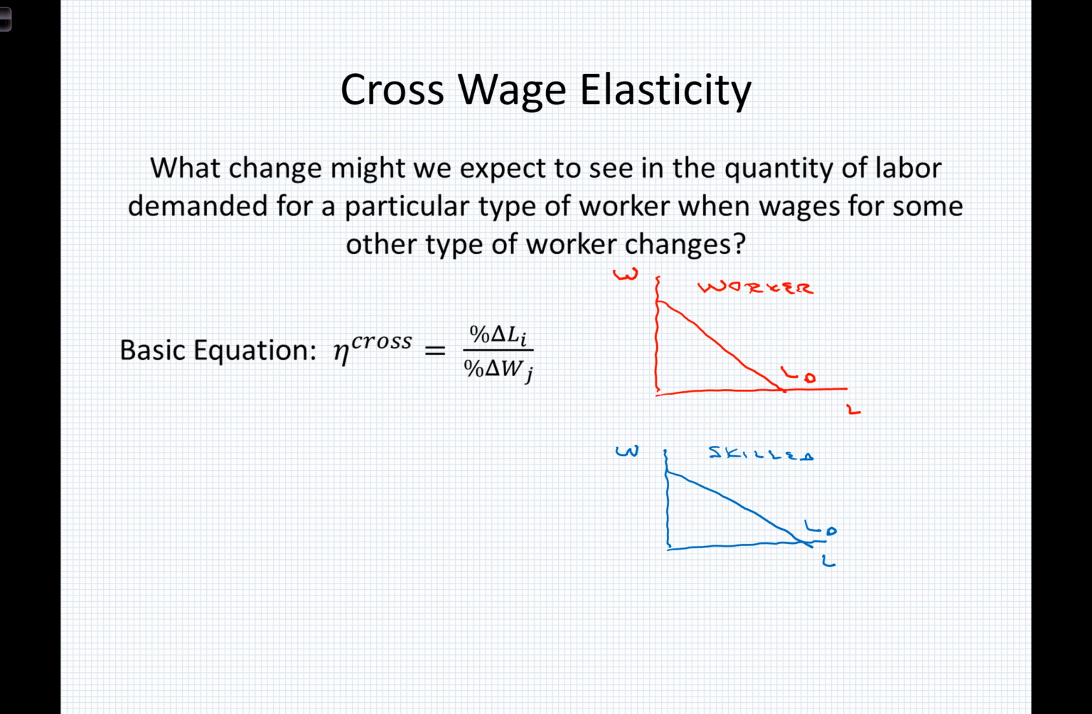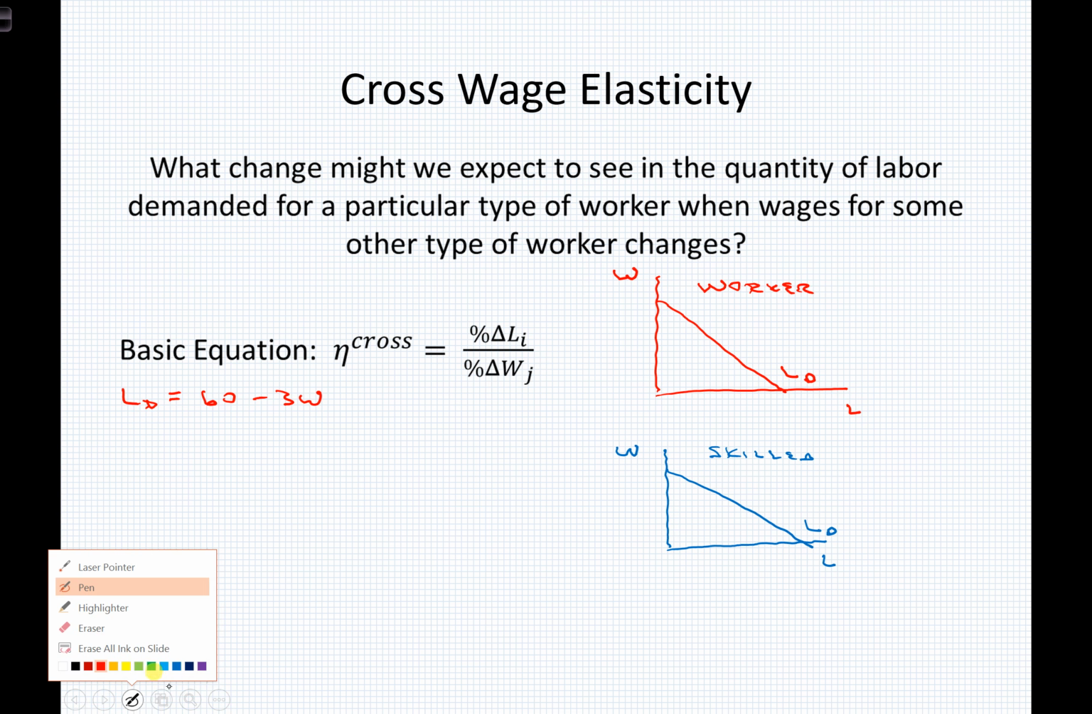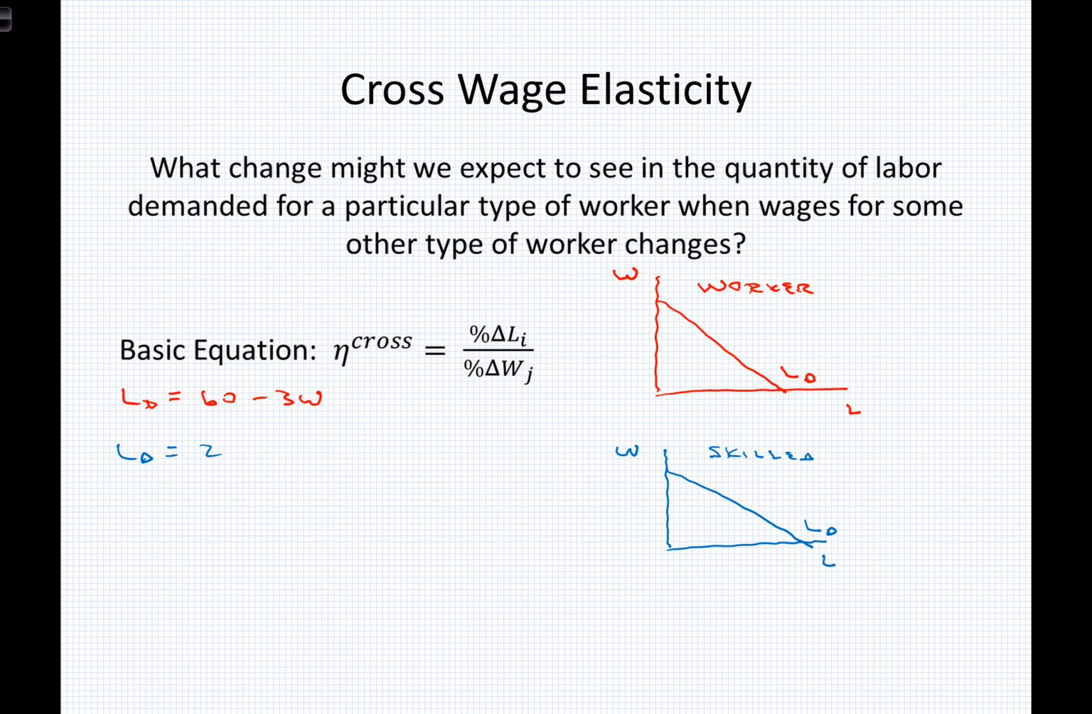For our typical worker in the red, let's say labor demand is equal to 60 minus 3W. For our more highly skilled worker, let's assume for a moment that labor demand is equal to 25 minus 30W. Well, let's see what that's going to do for us. We probably can't use that. It's not going to give us the kind of value that we need. Let's say it's minus 10W. So now let's see what we might be looking at in this cross wage elasticity equation.